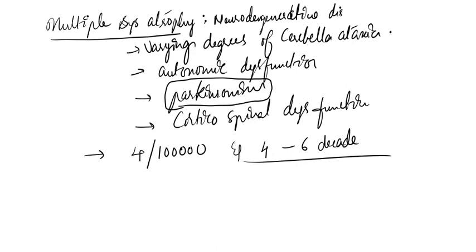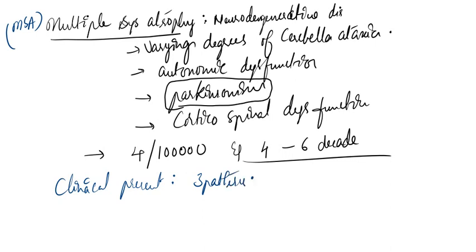Now, if you come to the clinical presentation, I'll change the color for your benefit. What do you actually observe? MSA, in shortcut I am calling it MSA, means multiple system atrophy. MSA has 3 patterns. What are those 3 patterns? First one is called Shy-Drager pattern.